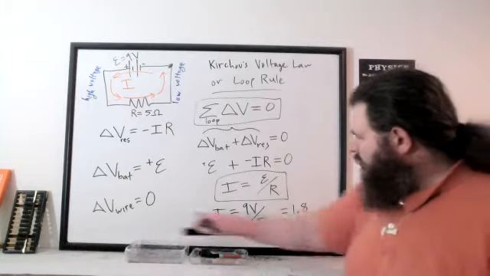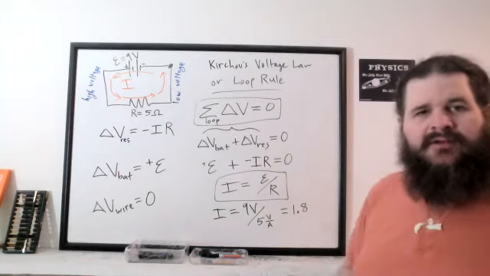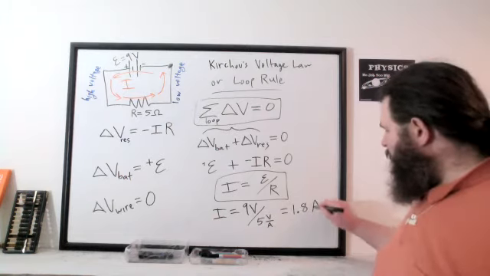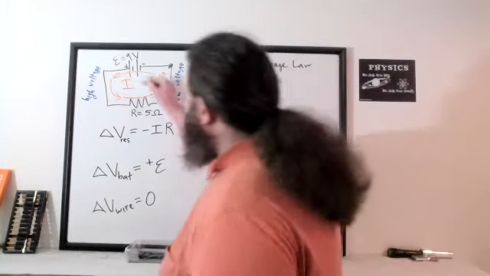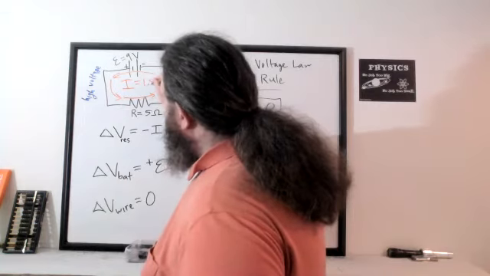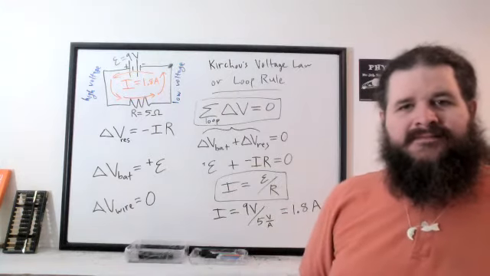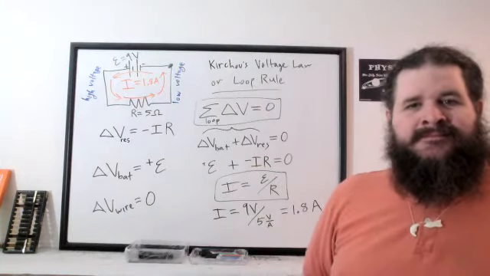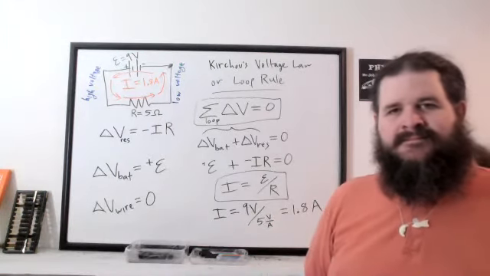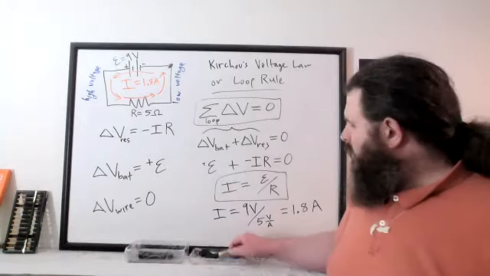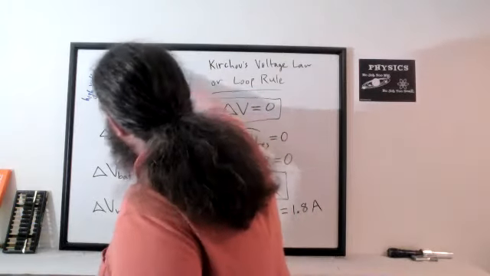Because remember, ohms can always be replaced with volts over amps. Volts and volts cancel out, divided by amps become just amps. So that will be the current, and not only the current in the resistor, but the current throughout the entire loop here. So current equals 1.8 amps. Any questions on that circuit? All right, then let's try a more complicated circuit and see what we can do with that.